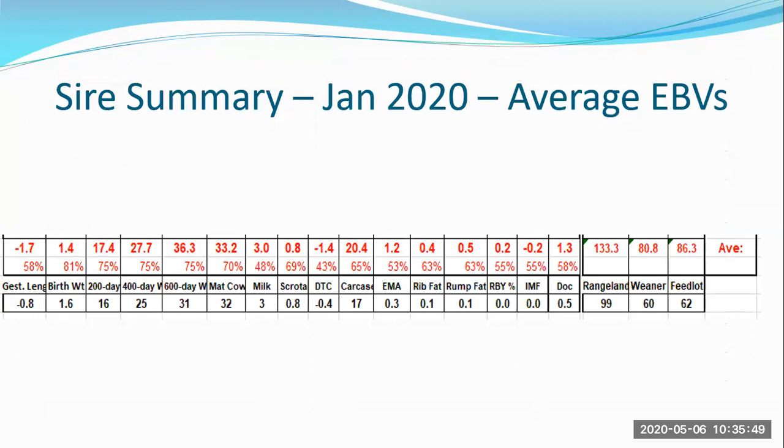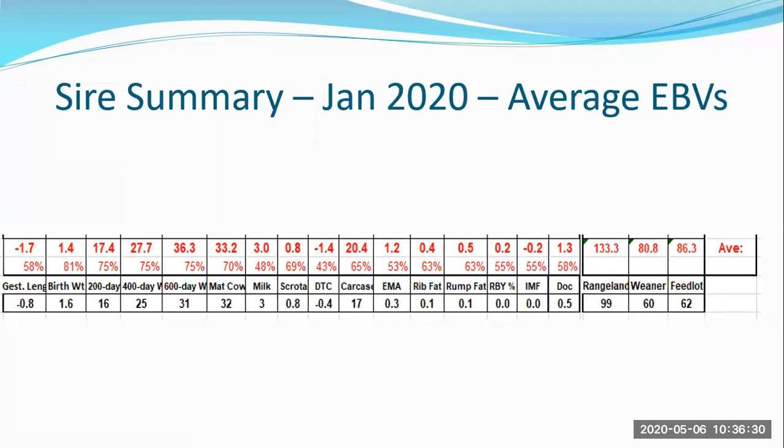Okay, this is the red line I was talking about. That's a summary of each EBV for each sire. The red portion is the average. All of those 24 bulls which are put into the herd in January, their average birth weight EBV is 1.4. At the bottom, you've got the breed average. So let's look at this. We've got a minus 1.7 for gestation length, which is better than average.